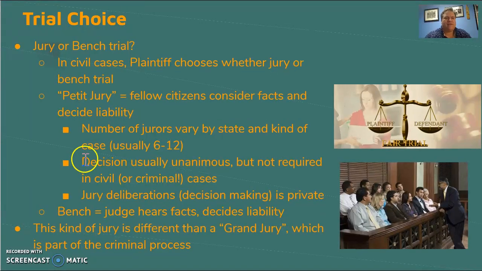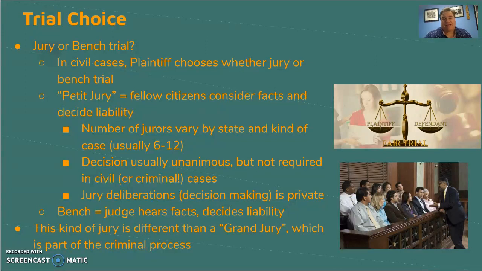Now, in bench trials, on the other hand, the judge hears the facts and determines liability. There's no jury, and thus one of the nice things about a bench trial is that the attorneys don't perform. They're not performing for an audience of the jury and doing some of the histrionics that can come out. If the glove does not fit, you must acquit. That kind of stuff wouldn't fly in a bench trial, where the judge is determining both liability and refereeing the legal matters within the case.